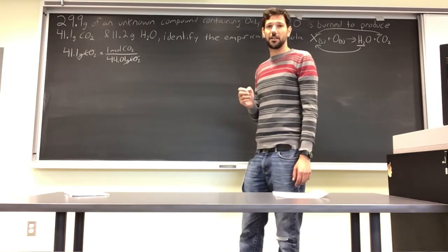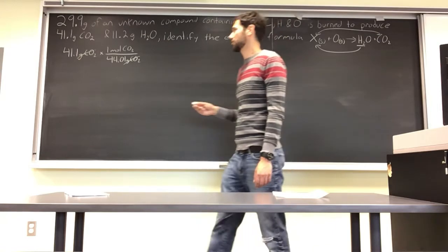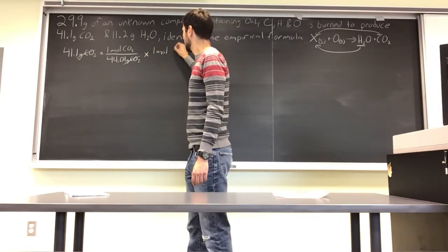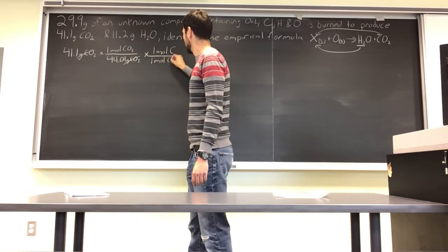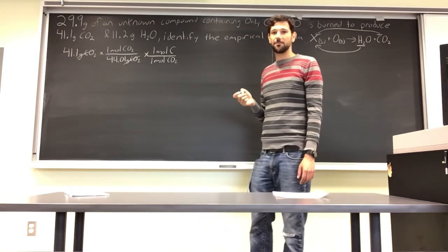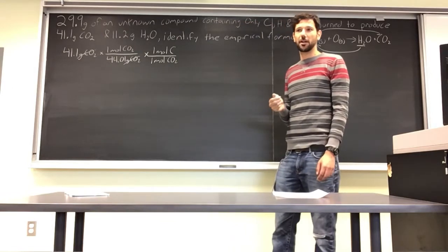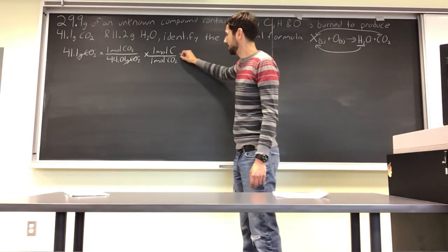So what we can do is we can just use the ratio of carbon to carbon dioxide to figure out how much of this is just carbon. So multiplied by 1 mole of carbon for every 1 mole of CO2. And the reason I know the ratio is 1 to 1 is because just looking at carbon dioxide, I can see there's only 1 carbon for every 1 carbon dioxide molecule. So 1 to 1 ratio. So let's solve here at this point.